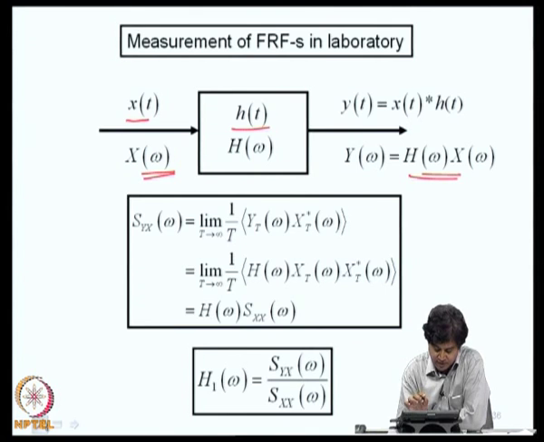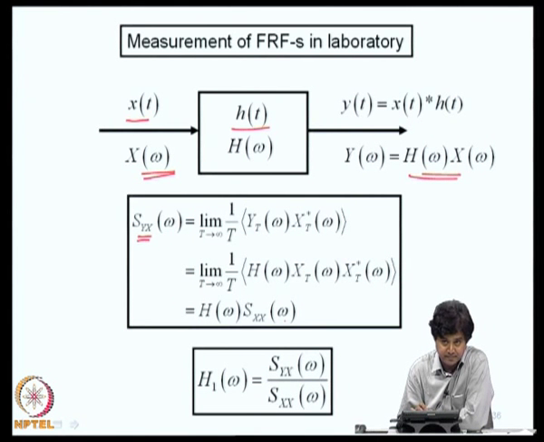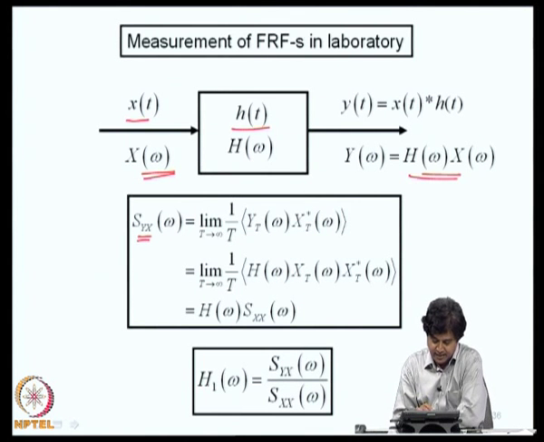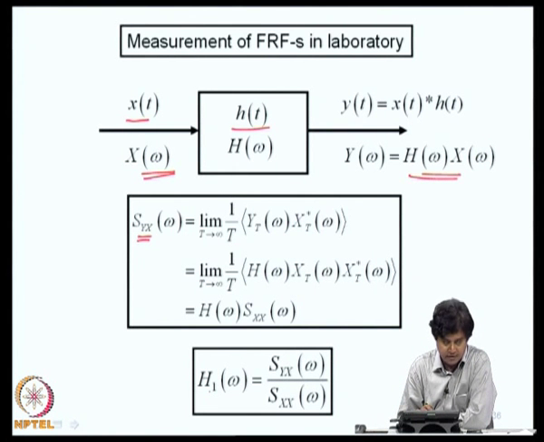And the input output relation for power spectral density function we already defined, but now let us consider the cross power spectral density function between y of t and x of t. This by definition is this: limit 1 by T, Y T of omega into X T star of omega. Now, I know Y of omega is h of omega into X of omega, I will substitute that here and I get Syx of omega as h of omega into Sxx of omega. Based on that, I get an estimate formula for the frequency response function, which is Syx of omega divided by Sxx of omega.